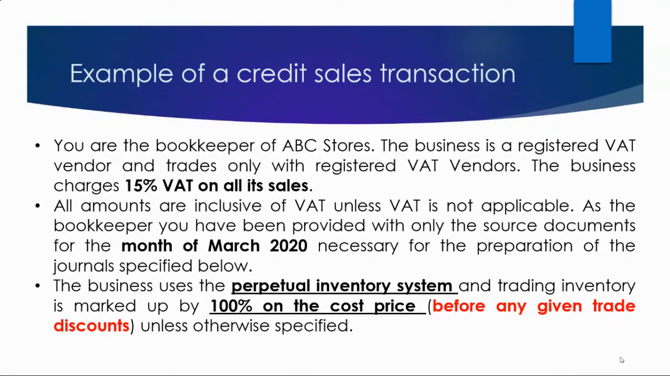So they tell you we're busy with March 2020. We use the perpetual inventory system. And to remind you, that is where we record inventory firstly to our asset account, your inventory account, and then when we sell it, we take it from trading inventory and then we only put it to cost of sales. So that is where we do the 4 entries with the sales specifically. And then our markup is 100% on the cost price.